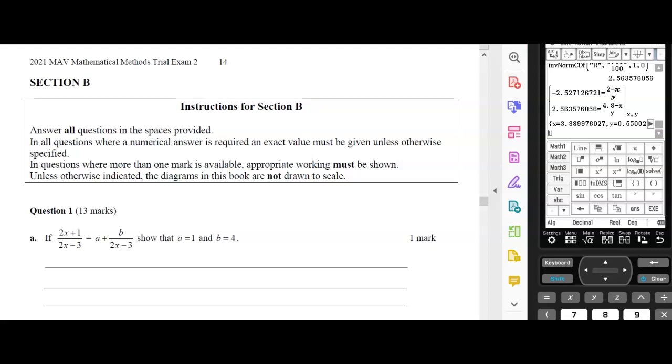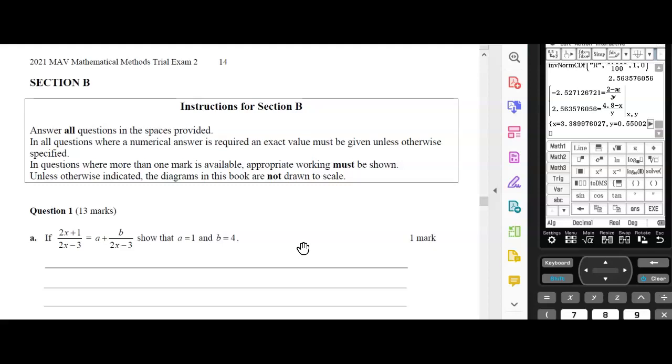Hi everyone, in this video we're going through section B of the 2021 MAV Maths Methods Trial Exam, number 2. There were 2 videos prior to this that covered the multiple choice questions, and we're going to cover section B in this video. You can use your calculator and your notes, but just remember that some questions you do need to show working out.